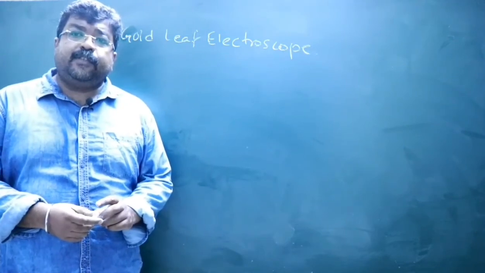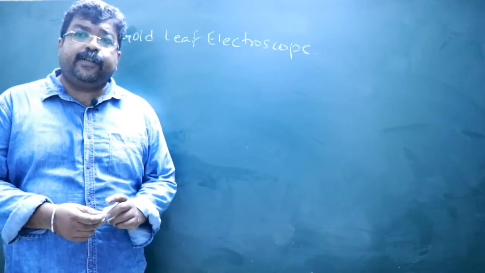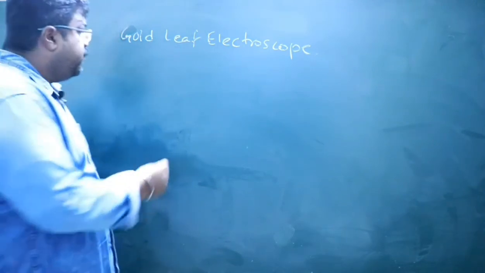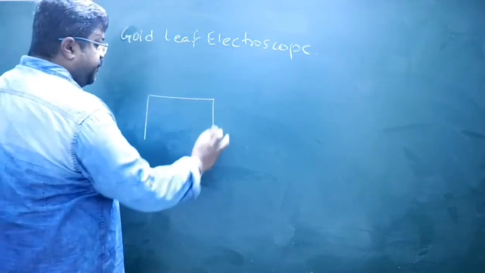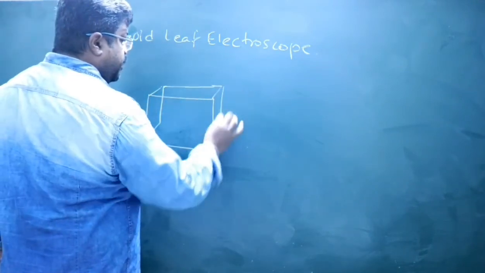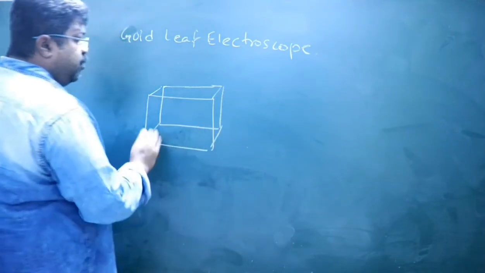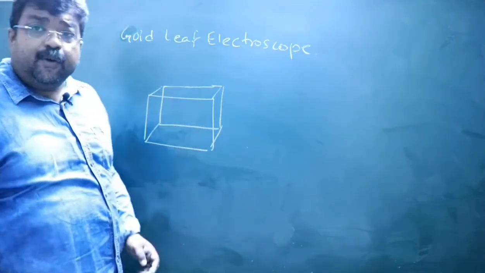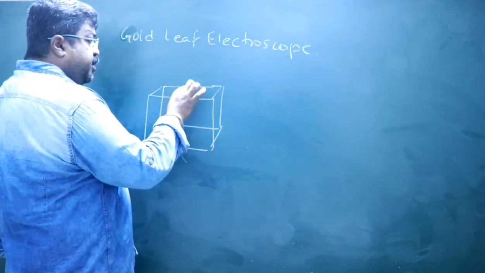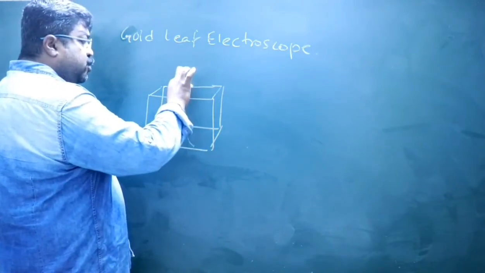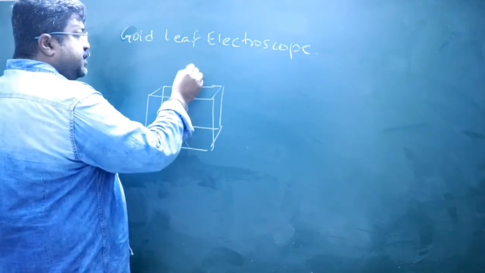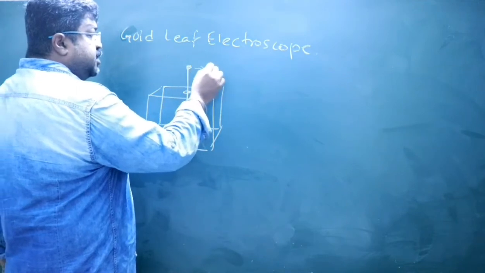So coming to the last part of this video, the topic of the gold leaf electroscope. Basically the gold leaf electroscope consists of a box. In this front portion, there is a glass window and there is a hole. On that hole a rubber ring is fixed to hold this rod. This is a metallic rod and this is a metallic knob.